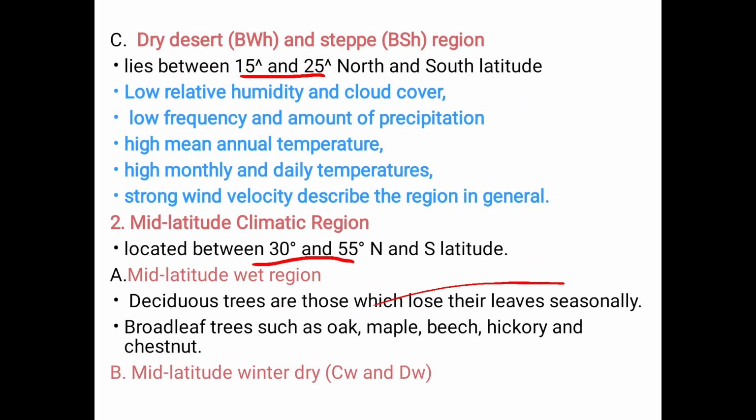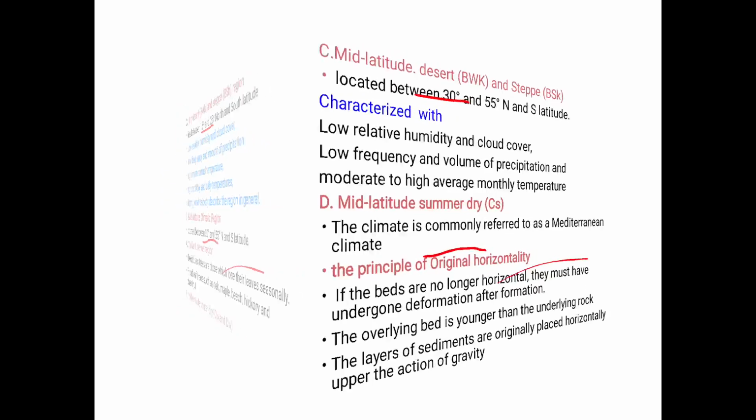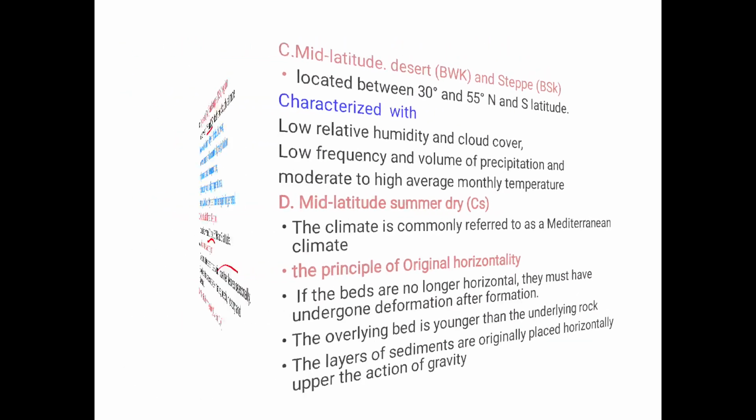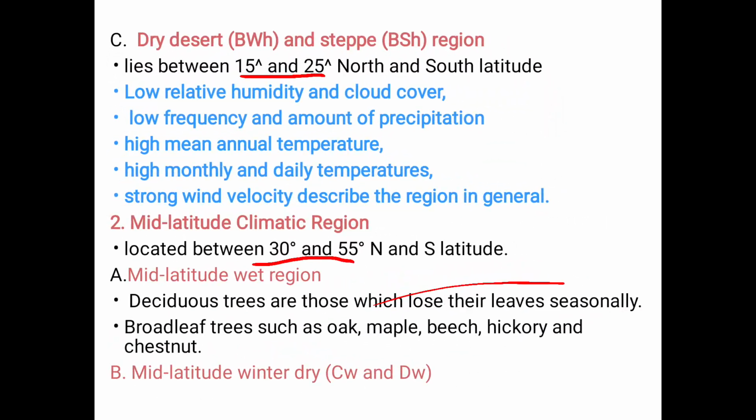Students, it is better to see them one by one. The mid-latitude wet region is categorized under the mid-latitude climatic region. So this region is known for, one, deciduous trees.